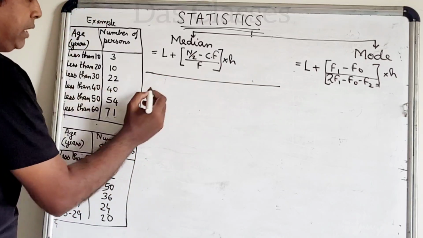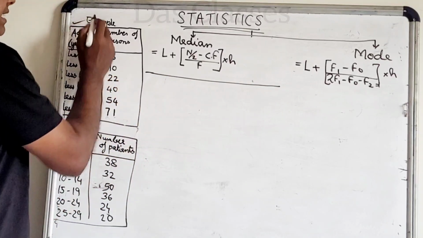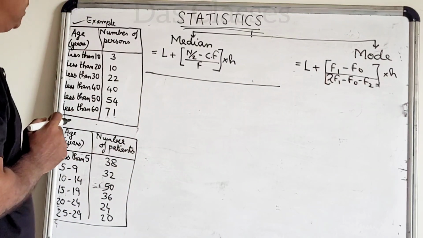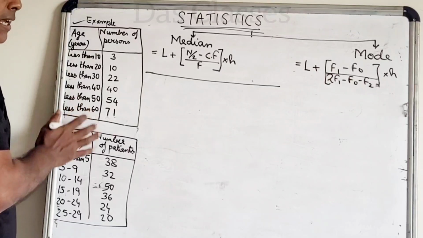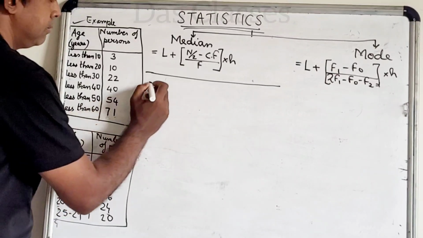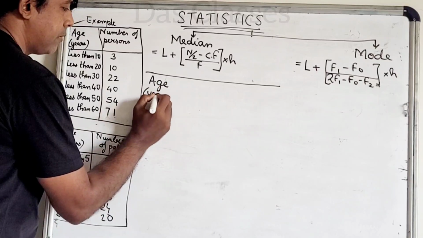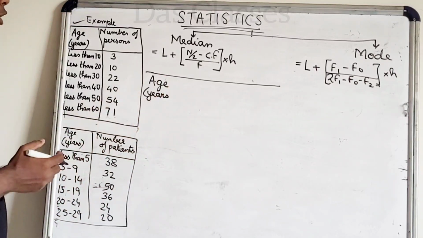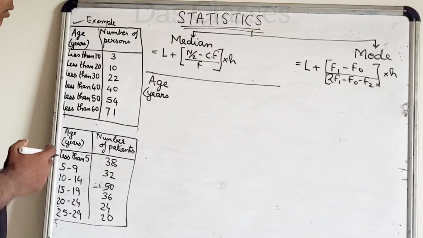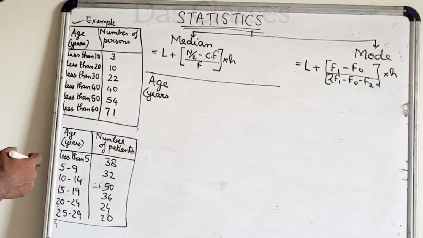The first column will be of, we are using this example for solving the median sum. We have taken a challenging sum because the basic sums are very simple, and this time in the exams maybe they will ask you something really challenging. So age, years.